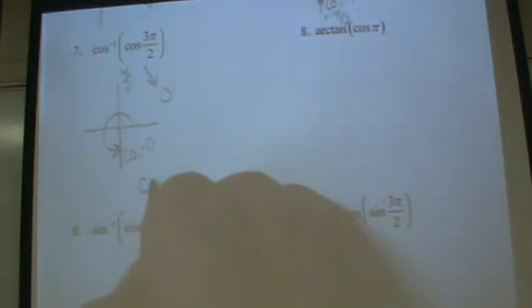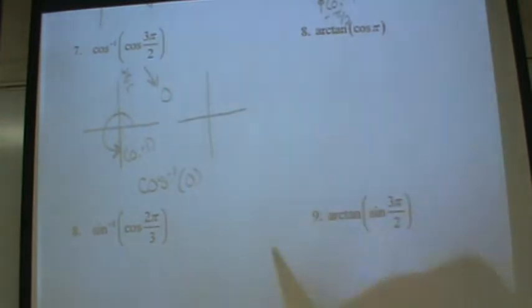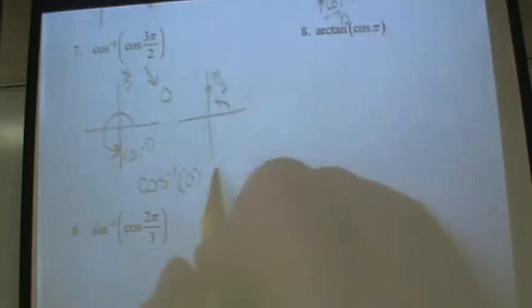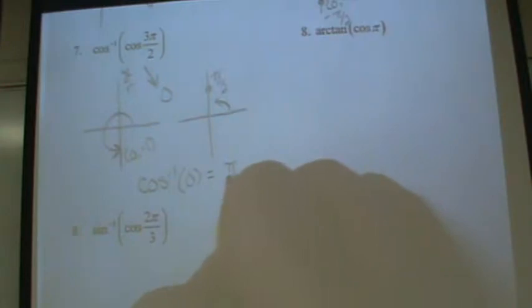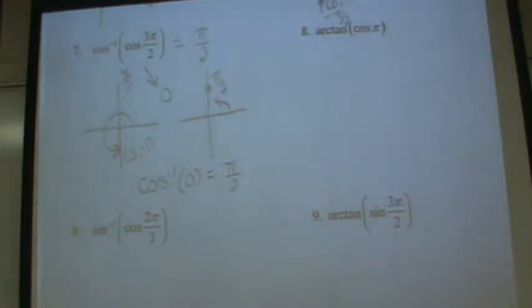So we want to find the inverse cosine of 0. So that goes back. Where is cosine equal to 0? Pi over 2. At pi over 2. So we get pi over 2.